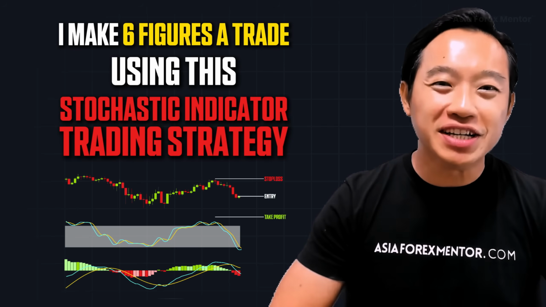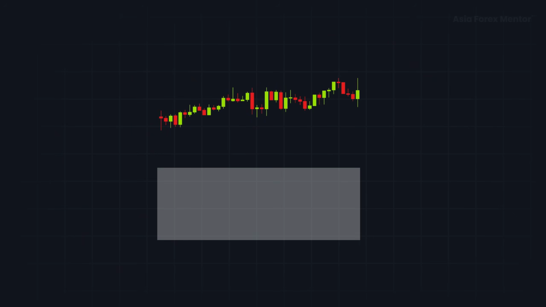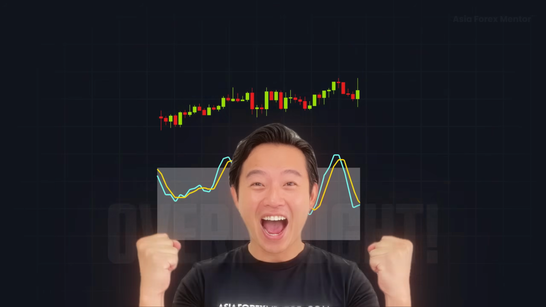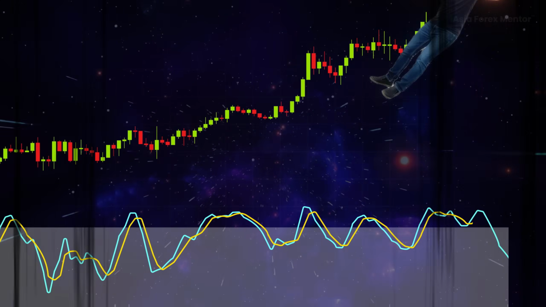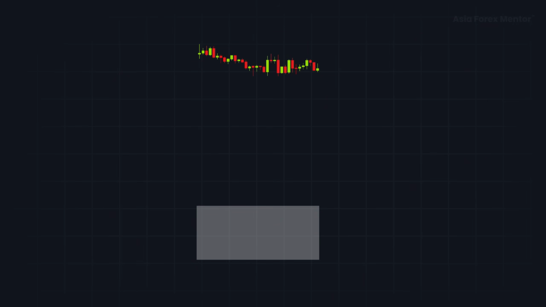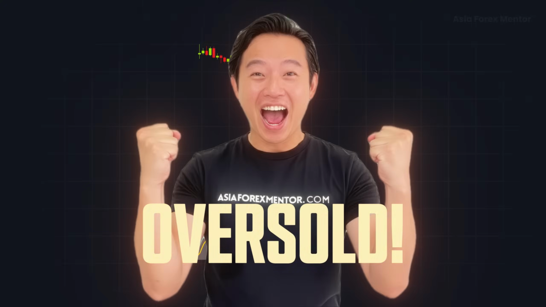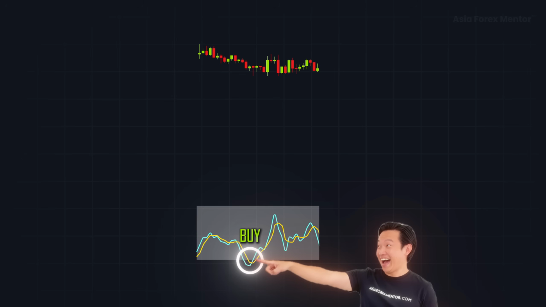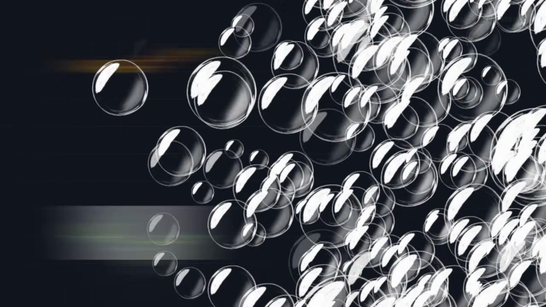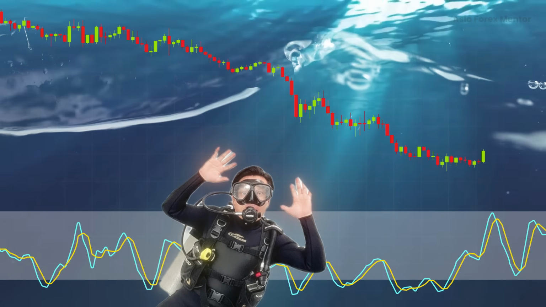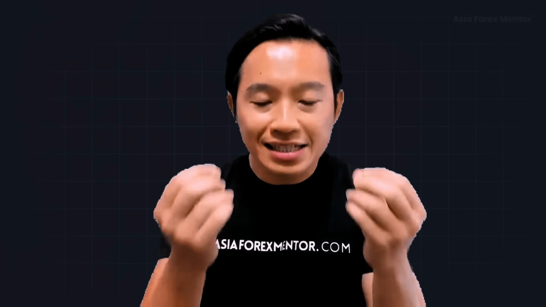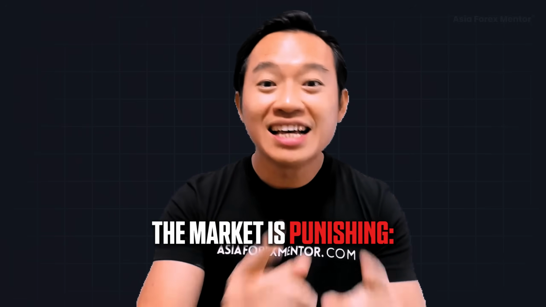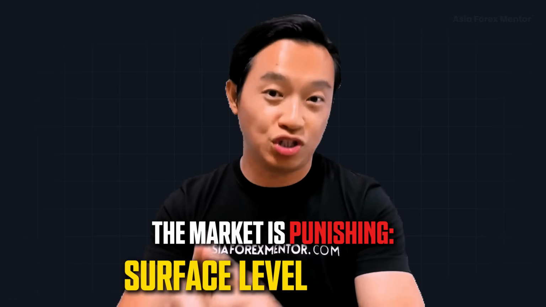So let me hit you with this. How many times have you seen the stochastic scream overbought, and then you smash the sell button, but price just keeps flying higher? Or it comes down and flashes oversold, and then you buy because it's in the oversold zone, but the market keeps diving lower. That is not bad luck. No, it's not. That's the market punishing surface level trading.